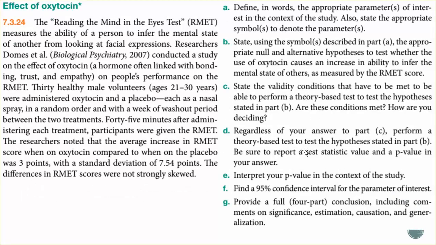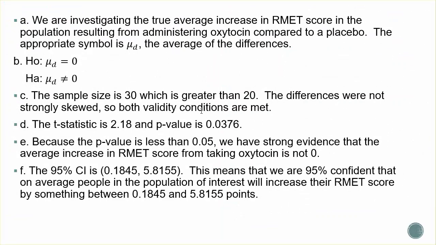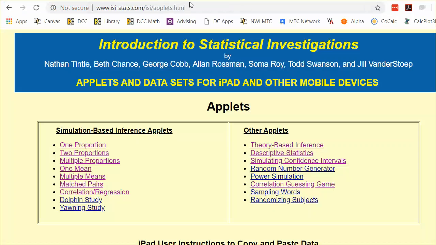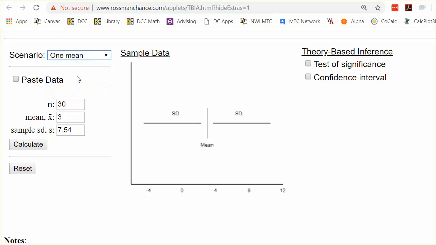Then they want us to do a theory-based test and test the hypotheses. Okay, so what would a theory-based test look like? Well, we'd have to go to the applet. So if we go to the theory-based inference applet, for a matched pairs test, remember, it's really just a one mean test. So when you go to theory-based, you're just going to click the one mean option. And we had 30 in our sample. The mean in our sample was 3, and the standard deviation in our sample was 7.54. They didn't give us the data set here. If we had had the data set, we could have pasted it in, but we didn't have that.